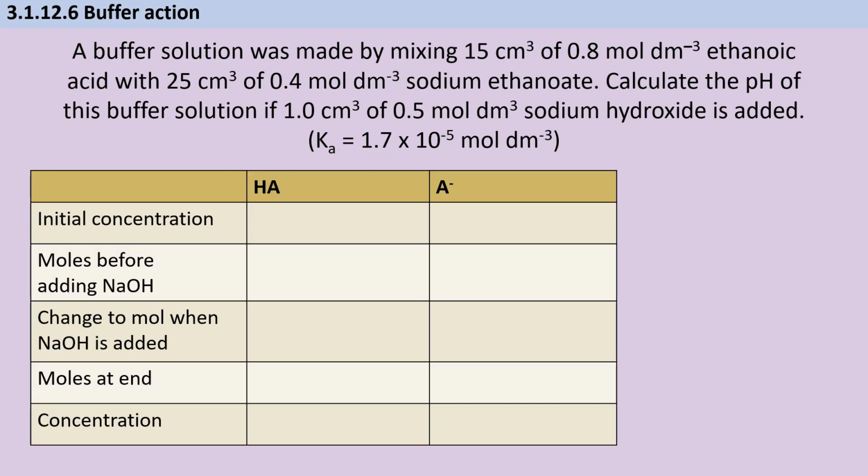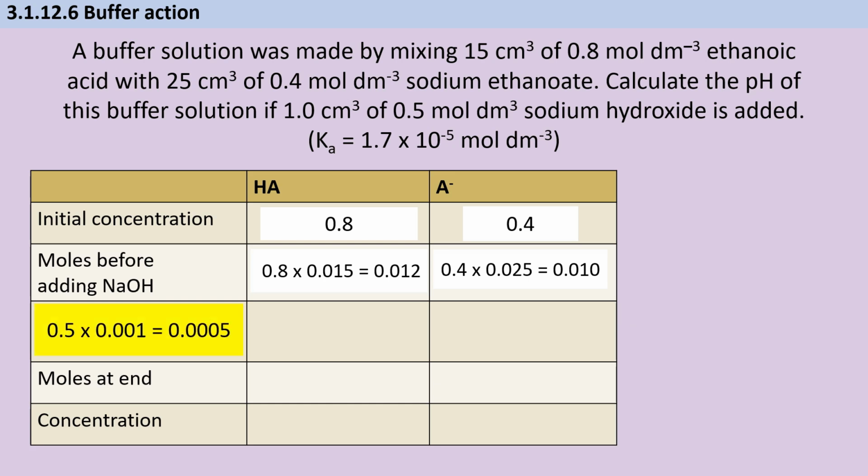So for instance, here we're given a buffer solution that's made by mixing two solutions together, and then we're adding some sodium hydroxide. So we start off with our initial concentrations, and we can use those to work out moles before we add the hydroxide. When we add the hydroxide, we can work out the number of moles that have been added there, and as we add that, we will reduce the acid because it dissociates to replace the hydrogen ions that have been lost, and therefore we end up making some more anions.